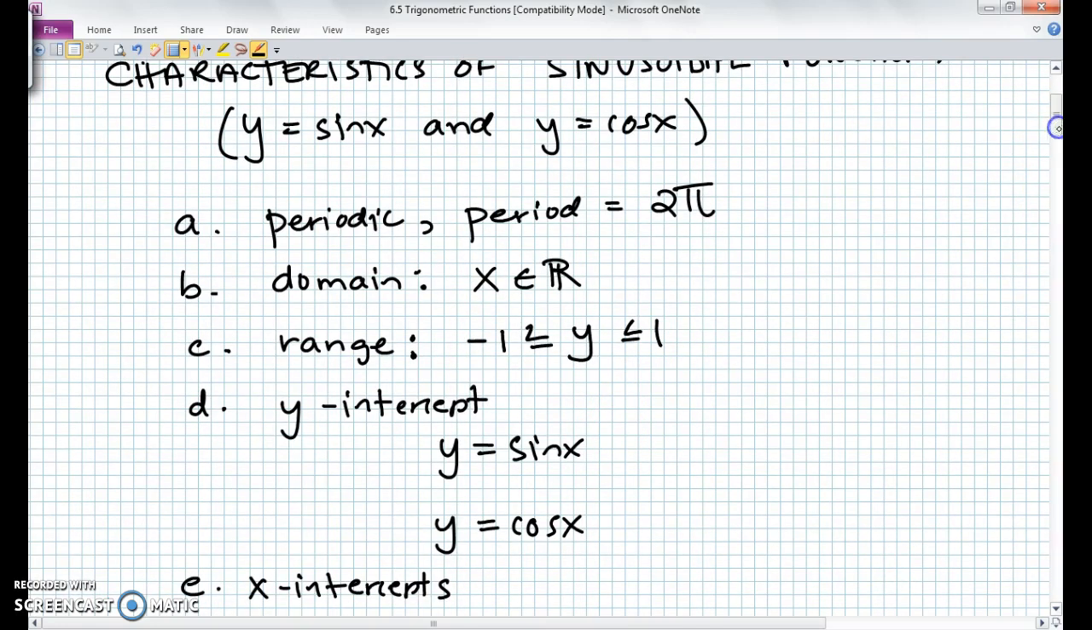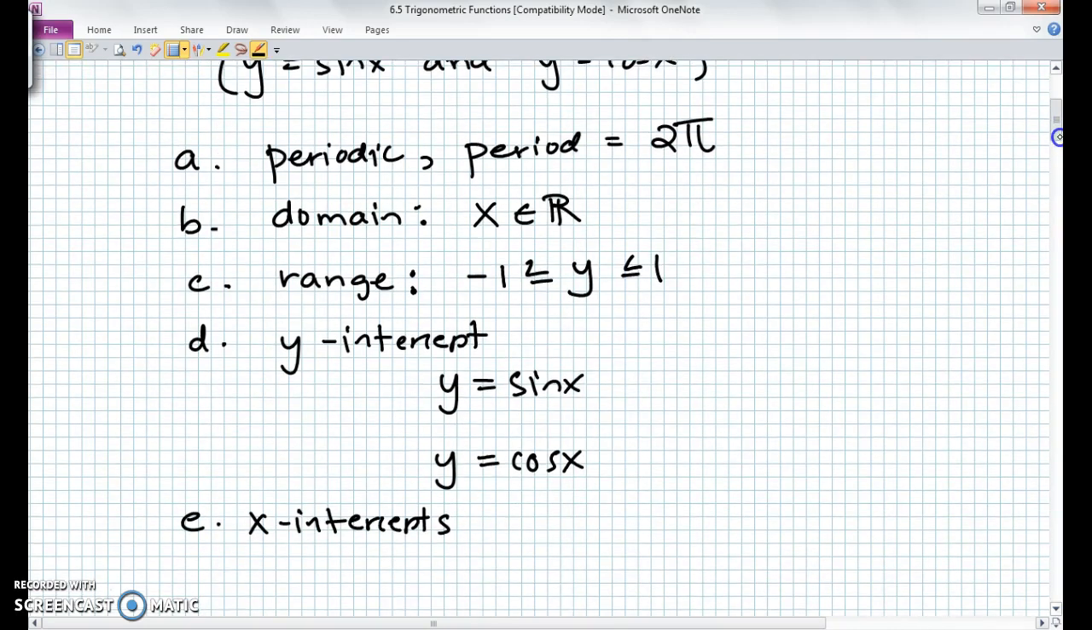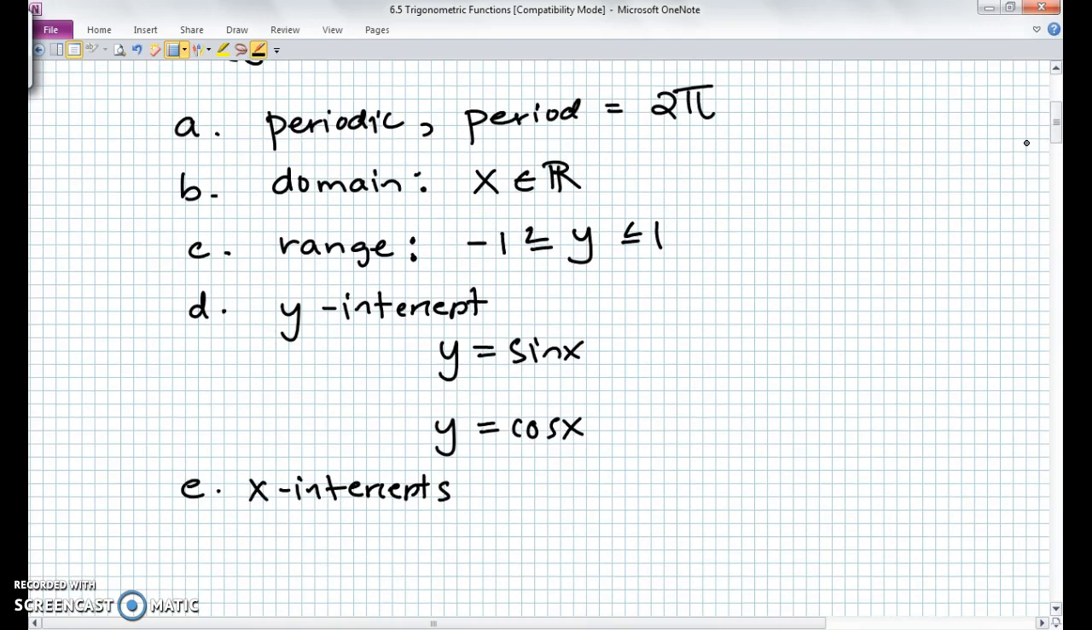Now the y-intercepts and the x-intercepts are different for the two functions. So the y-intercept for y equals sine x. Where does y equals sine x cross the y-axis? Hannah? Where does y equals sine x cross the y-axis? Well, it's 1 or 0. Those are your two choices. So sine is one of them and cosine is the other one.